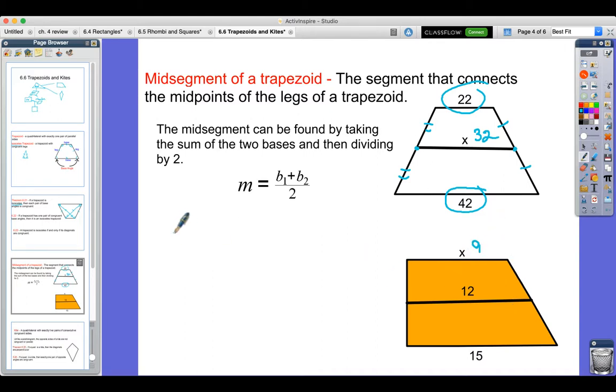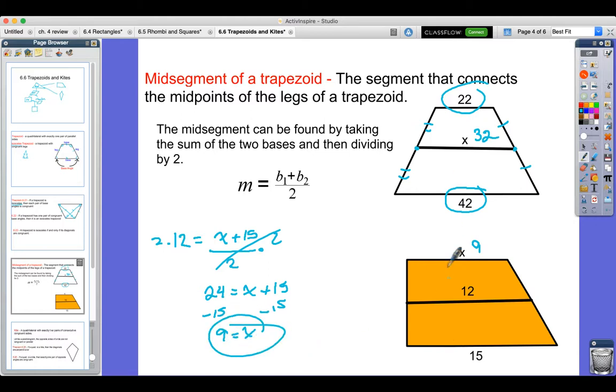So mathematically, we'll say mid-segment, which is 12, equals base 1 plus base 2 all over 2. So we'll multiply both sides by 2 here. We get 24 equals x plus 15. Subtract the value of 15 from both sides. What do we get? 9. So either one will work here.